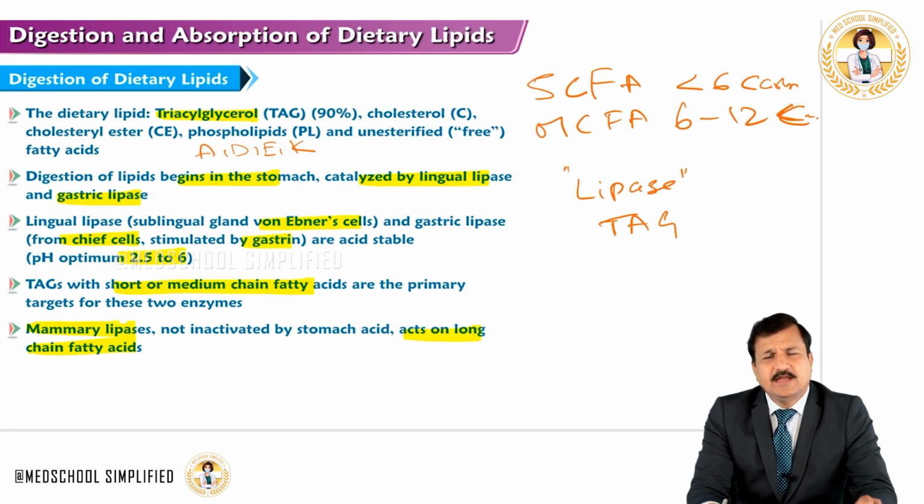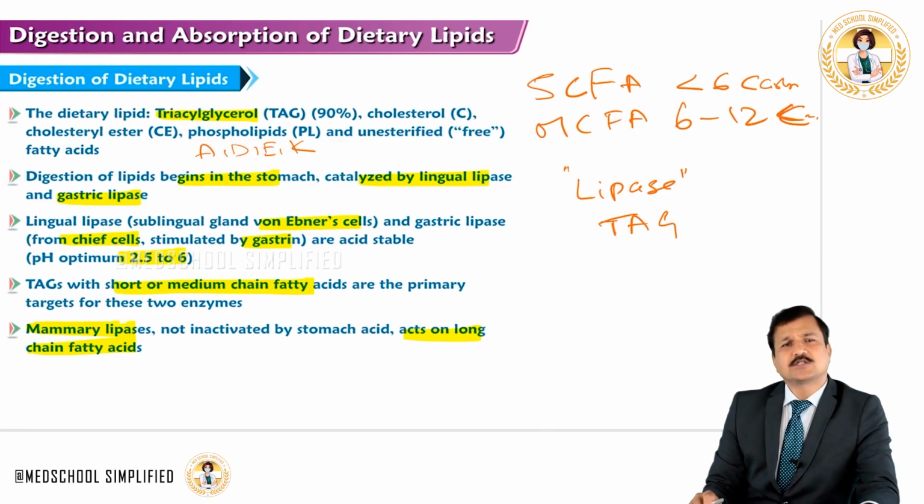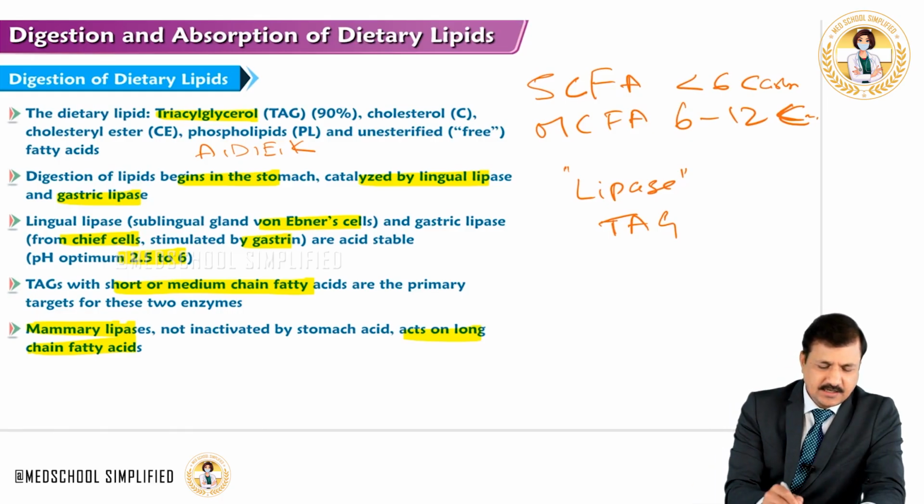Now, these are the three lipases that we have seen so far: gastric lipase, lingual lipase, and mammary lipase. Gastric and lingual lipases are acid stable enzymes. Lingual lipase is coming from the lingual glands beneath the tongue in the mouth. Gastric lipase is coming from chief cells of the stomach stimulated by gastrin, and mammary lipase is coming from lactating mammary glands. Also know that mammary lipase is specific for long chain fatty acids, and you should know what is the carbon length in a long chain fatty acid.